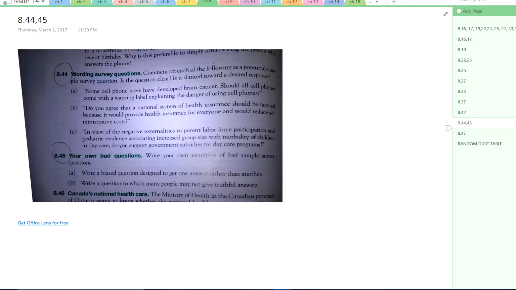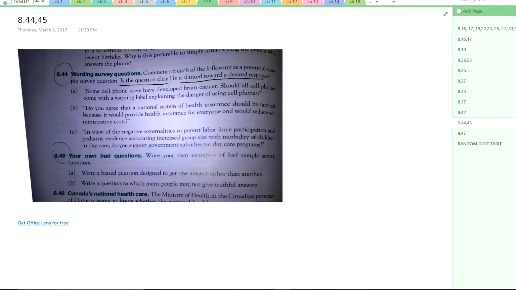All right, 44. Wording survey questions. Comment on each of the following as a potential sample survey question. Is the question clear? Is it slanted toward a desired response? Some cell phone users have developed brain cancer. Should all cell phones come with a warning label explaining the danger of using cell phones?